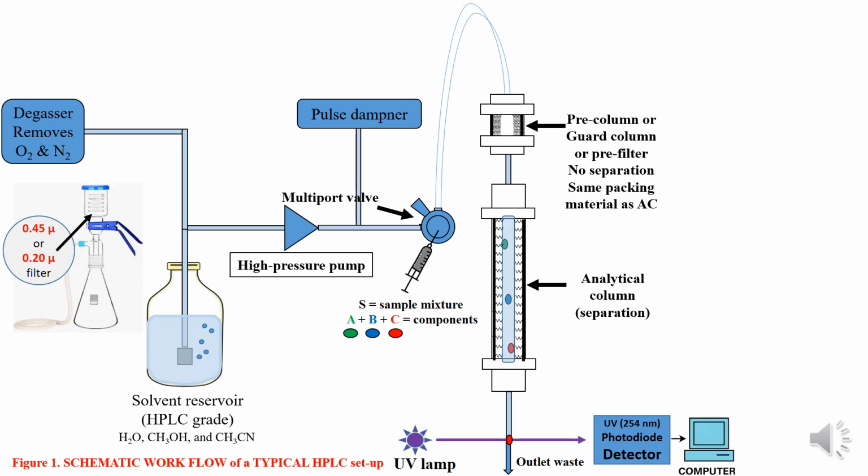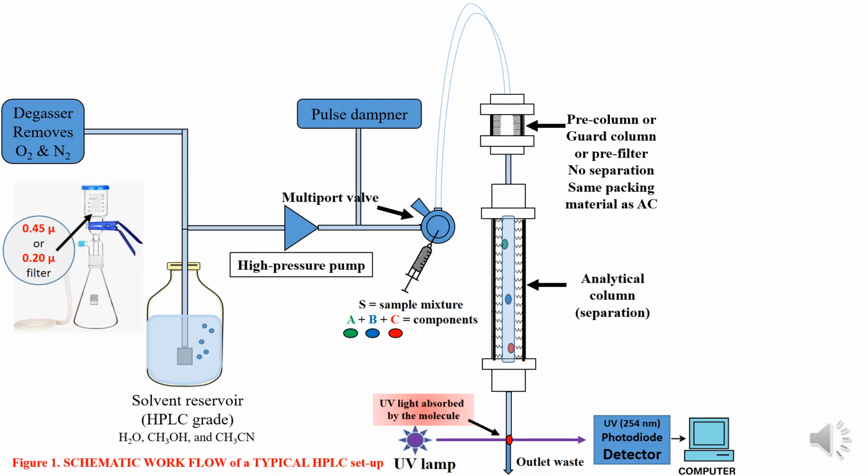Now here in this case, we can see that the red component is coming out of the column first, as it has a weaker affinity towards the stationary phase. So it is more soluble in the mobile phase. And once it crosses the path between the UV lamp and the detector, it absorbs the UV radiation.